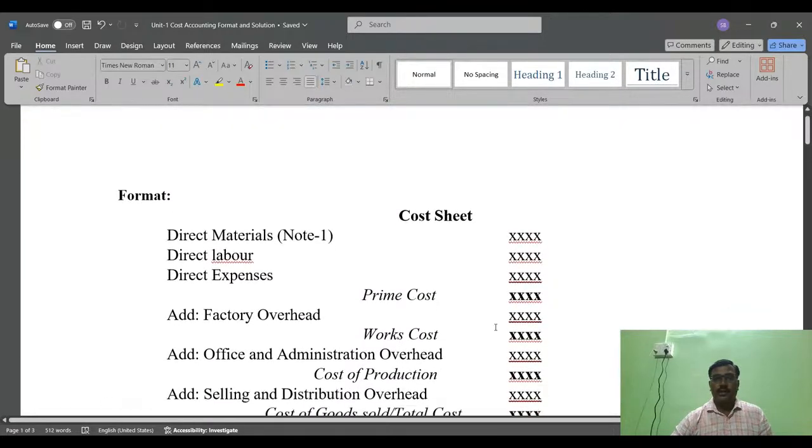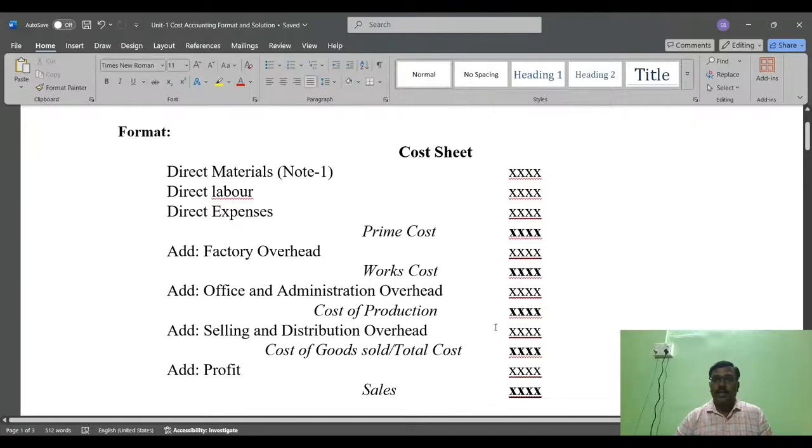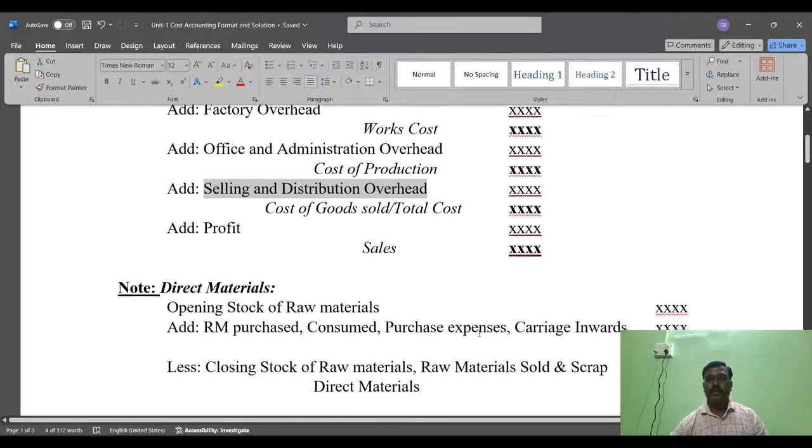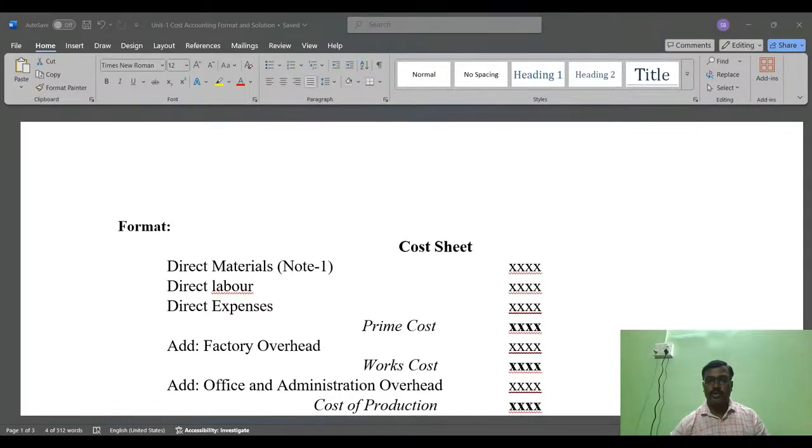So we shall recollect the cost sheet again. Direct material, direct labor, direct expenses, factory overhead, office and administration overhead, and selling overhead. We have three types of stock: raw material stock, work in progress stock, and finished goods stock. Raw material stock will be considered while calculating direct material, and work in progress cost will be considered while calculating the factory overhead. Then finished product stock will be used while calculating the selling and distribution overhead. Is it okay? Now we could probably say that we knew something about the basics of the cost sheet.